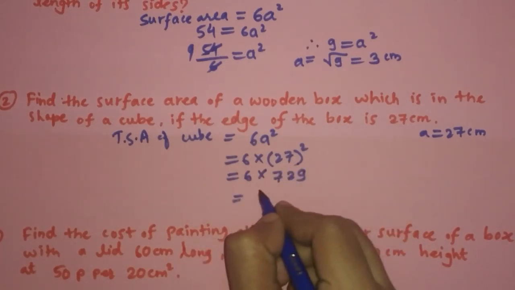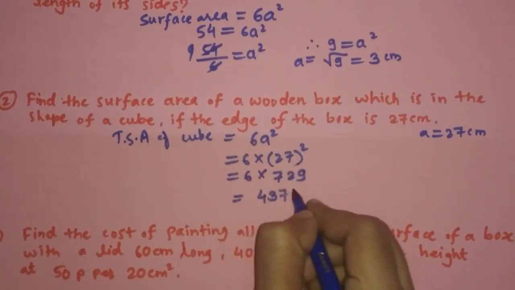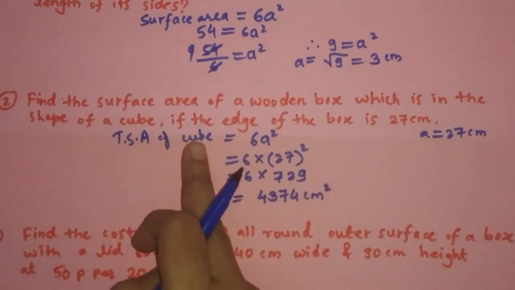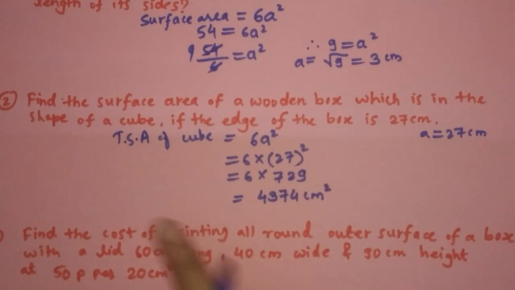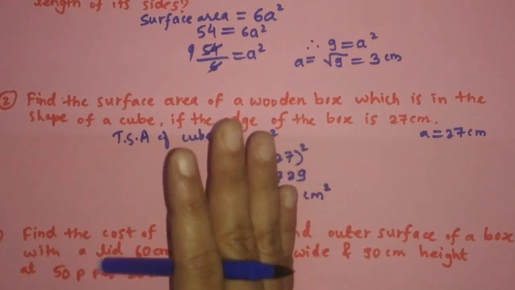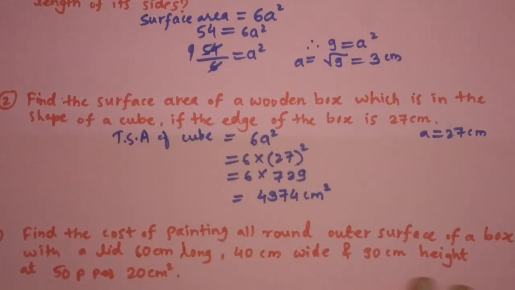So we get 4374 centimeter square as the total surface area of the cube. You have to find the total surface area here. If it said to find only the 4 walls, then we'd take the lateral surface area.